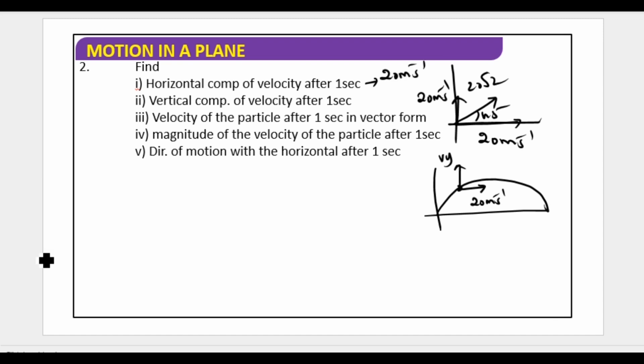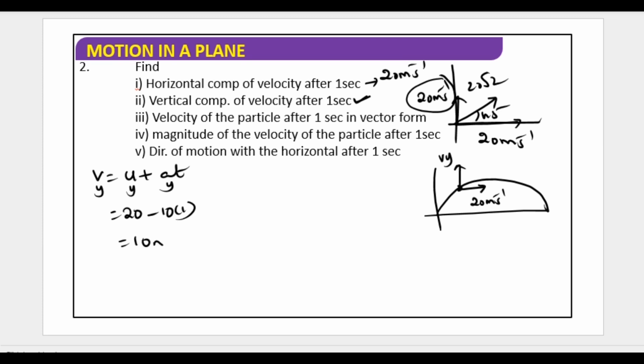Then find the vertical component of velocity after 1 second. After 1 second, use v equal to u plus at. You are finding in the y direction, so u_y, a_y. In place of u_y, the initial velocity along the vertical direction is 20. We already know a_y is 10 and time is 1. 20 minus 10 is 10 meter per second. So the vertical component of velocity after 1 second is 10 meter per second.